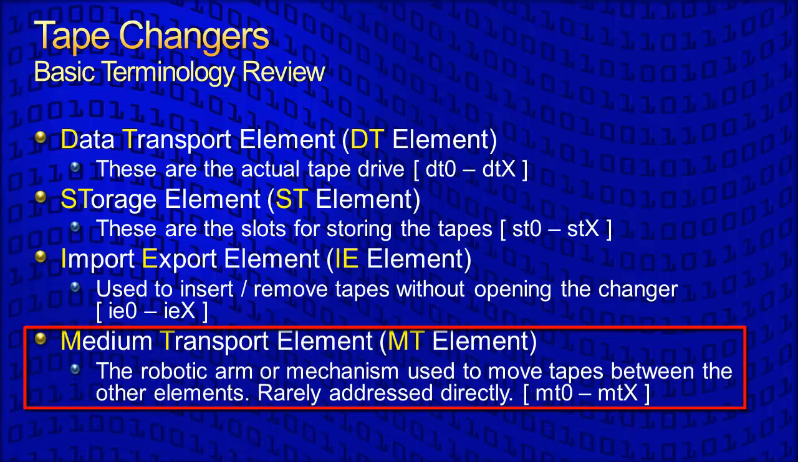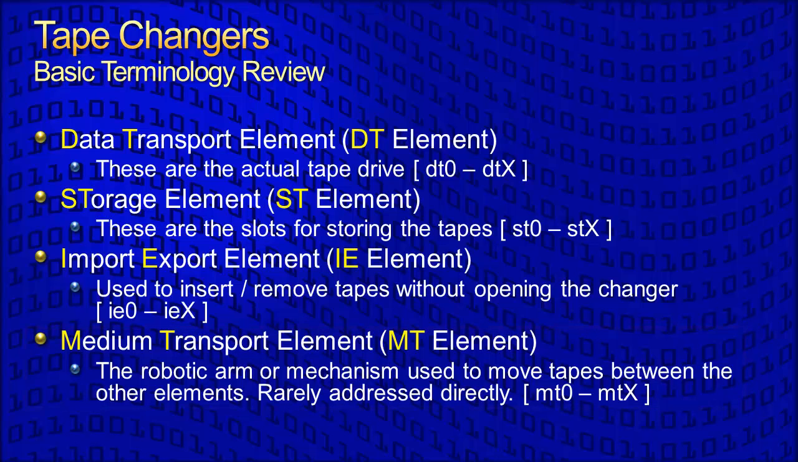Medium transport elements, or MT elements, are the robotic arms or other mechanisms used to move tapes between the other elements on very large libraries. Although detected and supported by BackupEDGE, it is almost never necessary to directly address this element type except on the largest of libraries. Please note that BackupEDGE has no practical limits on the number of elements of any type that may exist in a changer.